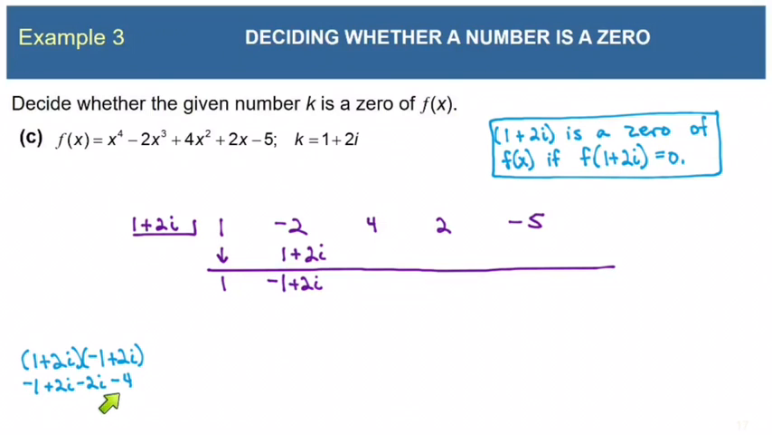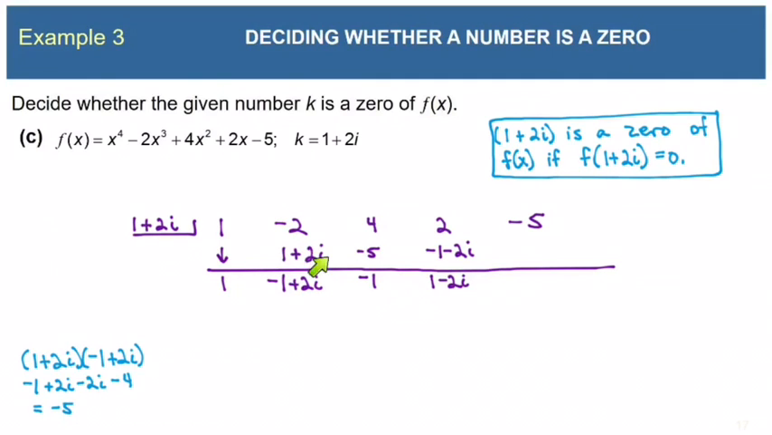And now let's combine like terms. Our real numbers are -1 and -4. Together they make -5. And our imaginary numbers cancel out. 2i minus 2i goes away. So we're left with just -5. I'll put -5 right here. Now add. 4 minus 5 is -1. Now multiply. 1 plus 2i times -1 is going to be -1 minus 2i. Now add. 2 minus 1 is 1. And then 0 minus 2i is minus 2i.